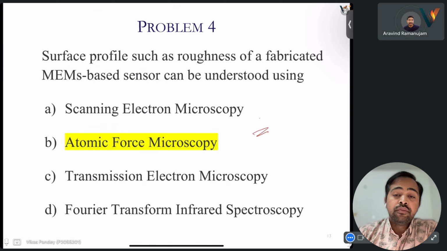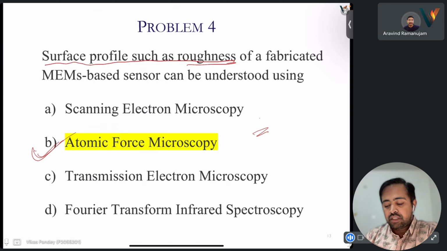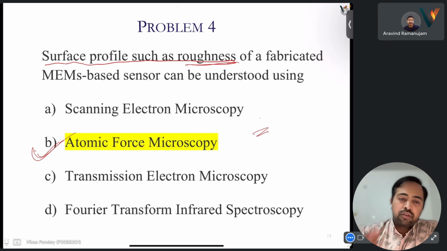So atomic force microscopy is the one to check the surface profile, such as roughness or RMS value of the structure, or the 3D imaging of the surface of the device or the sensor or whatever we want.